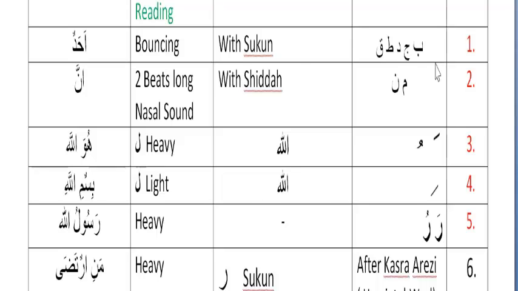Tasin, will you say now? Yeah. Okay, so the first rule is there's a ba, jim, dal, ta, qaf with the sukoon, it would make a bouncing sound. For example, it would be ahad. And then number 2 is if there's a mim and noon with the shaddah, it would be 2 beats long and a nasal sound. So it would be anna. And then for number 3, there's a fatha or dhamma before Allah, it would be heavy. For example, Hu Allah. And then for number 4, if there's a kasra before Allah, it would make it lighter. So, for example, it would be Bismillah.